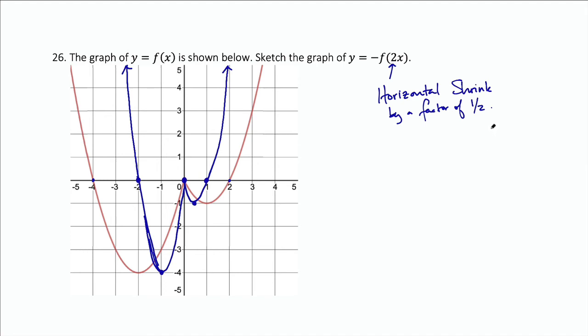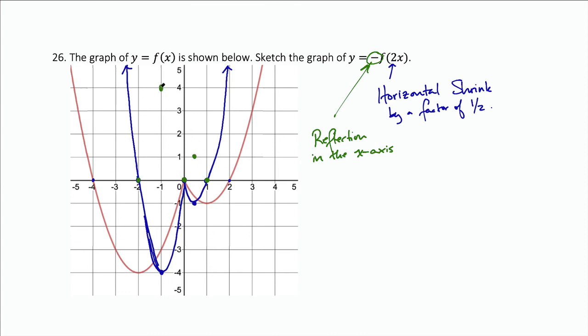Then we have this negative out in front. And so the negative, well, if you put a negative in front of the entire function, that is a reflection. In front of the whole function, it's a reflection in the x-axis. So we take this whole thing and reflect it. So my intercepts will stay the way they are, but now this point down here at -4 pops up to a +4. And this point down here at -1 pops up to a +1.